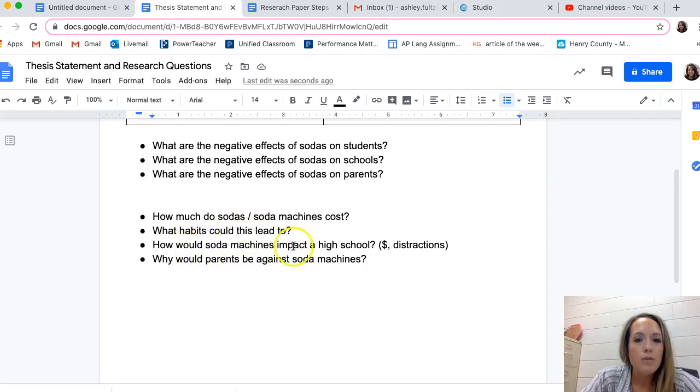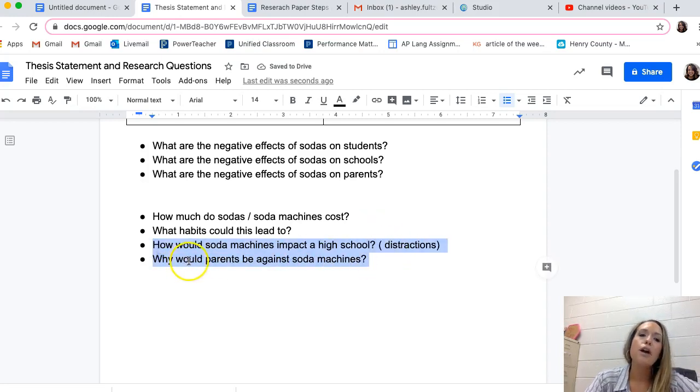The third one, how would soda machines impact a high school, for example? They could cost students money, which kind of goes in with the cost, as well as distractions. So maybe when it comes to money, we delete that one. But I do see, just jumping ahead, where perhaps I could combine numbers 3 and 4. Number 3, how would soda machines impact a high school in terms of distraction, right? Because if students want to get out of class to go buy a soda. And also, why would parents be against soda machines? Well, parents may not like that their students are taking time away from class. This also could be why teachers don't like soda machines.